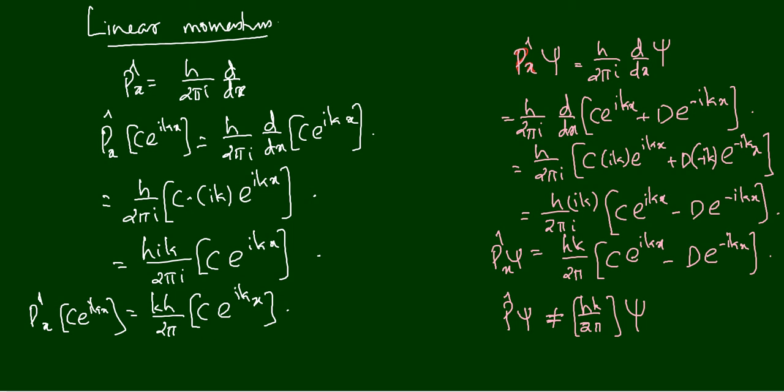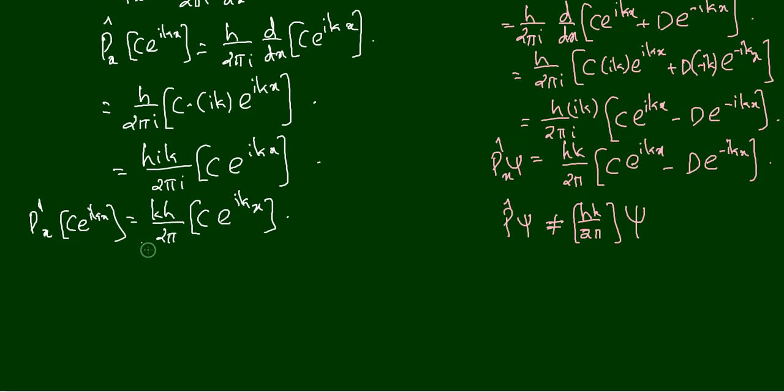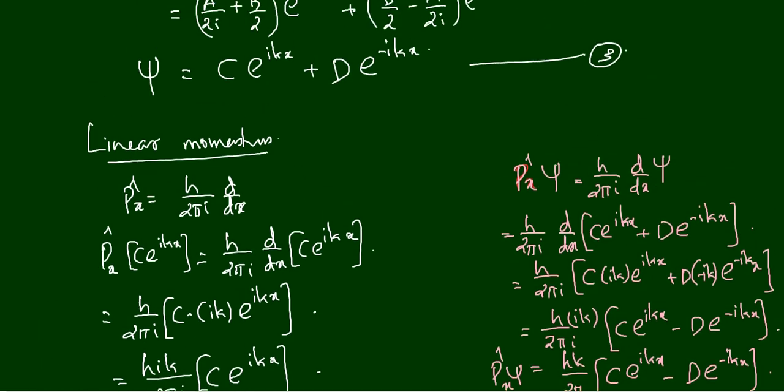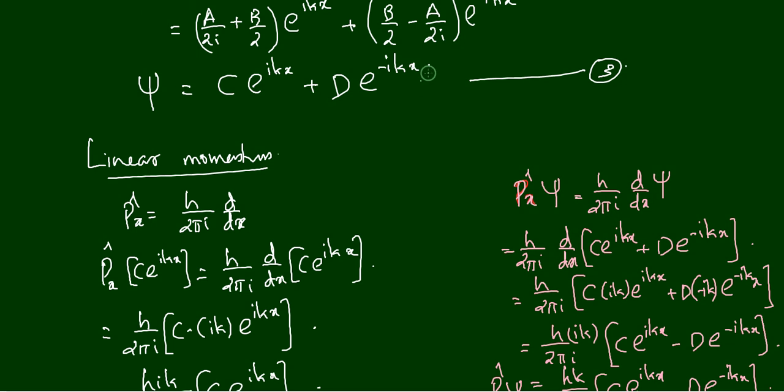What is this? That is the momentum eigenvalue, since we are using the momentum operator. So whatever we are getting here is the value of the momentum, which is kh divided by 2 pi. So momentum px is equal to kh divided by 2 pi. Now we can take another part of the wave function also in order to get the momentum. Okay, we can take this also.